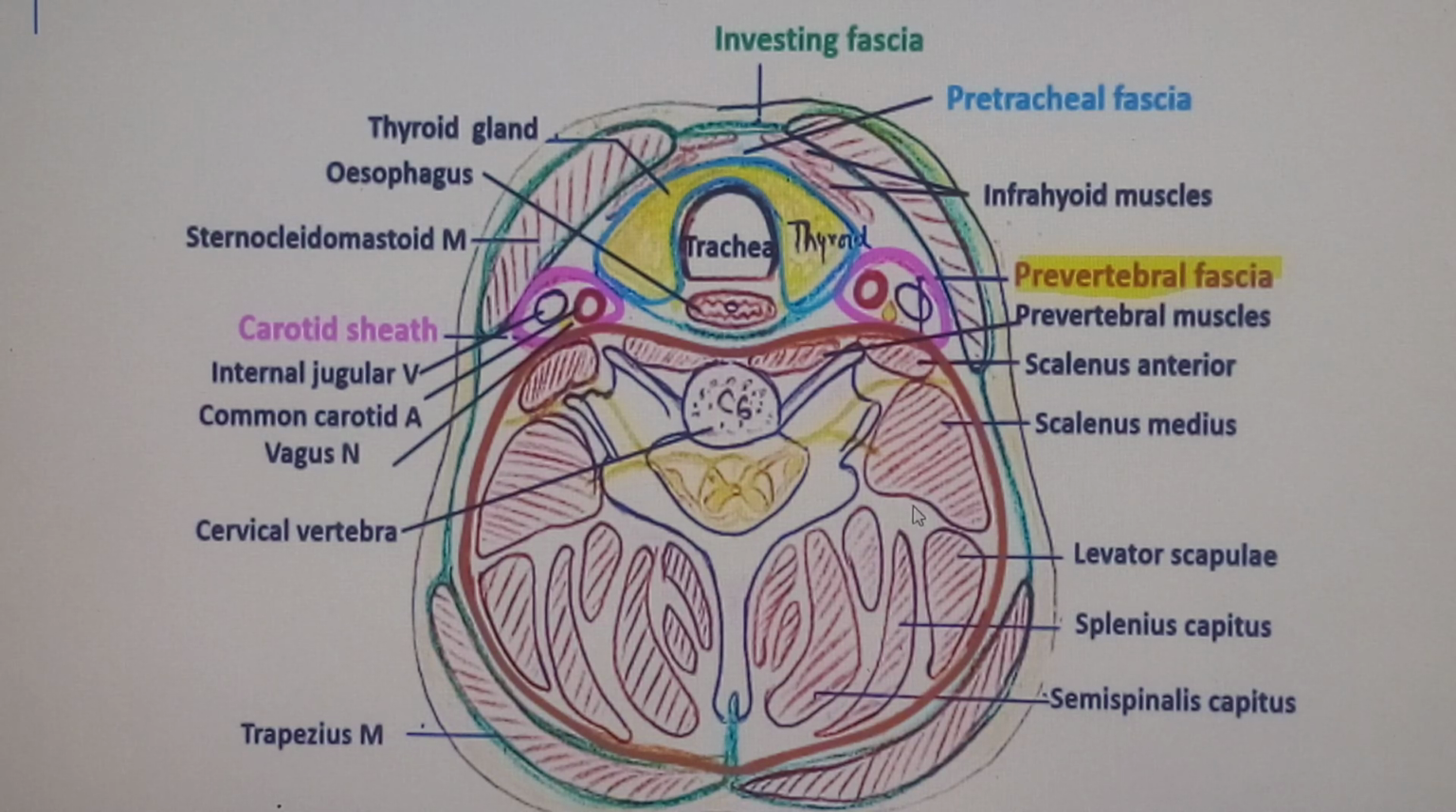But my friends, there will be a catch. I'll show you that catch about this prevertebral fascia, because anteriorly, in front of the body, what will happen is that this fascia is split into two. I'll show you in another image.